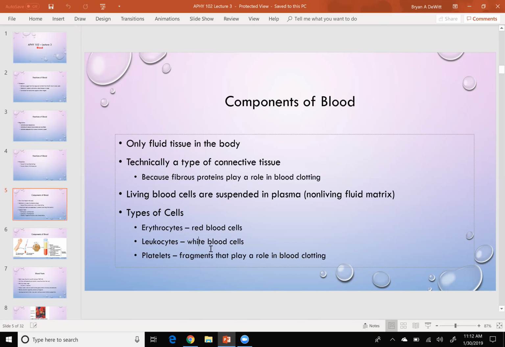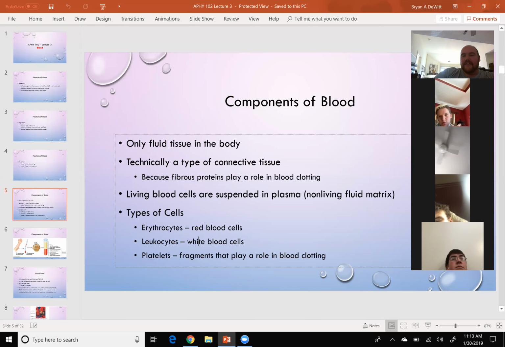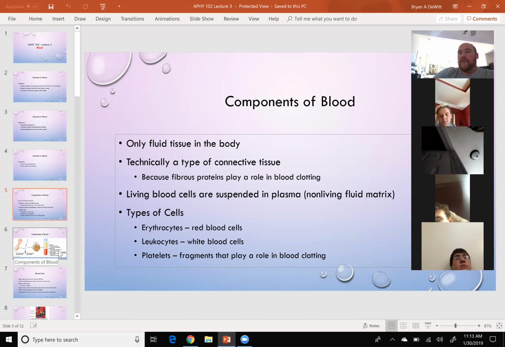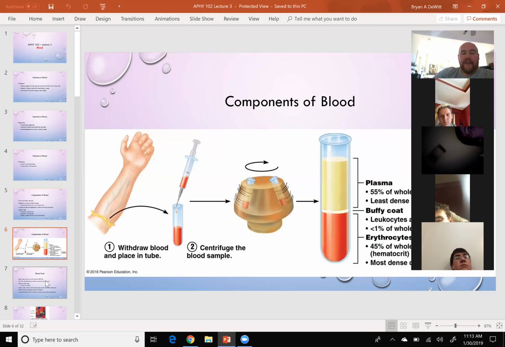So there are three types of cells in blood. You have erythrocytes, which are red blood cells, and leukocytes, which are white blood cells. Leukemia, you all have heard of leukemia, yes? Mm-hmm. So leukemia is a genetic cancer of white blood cells. So if you've ever wondered what leukemia was, it's a cancer of leukocytes.